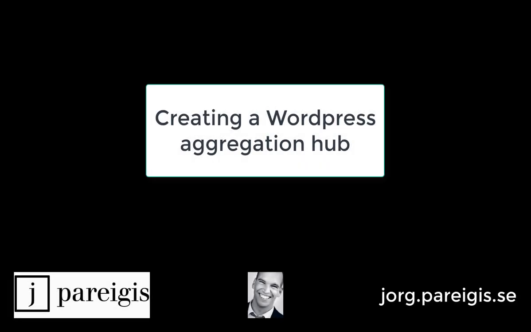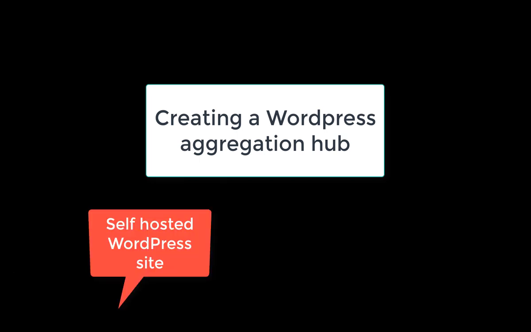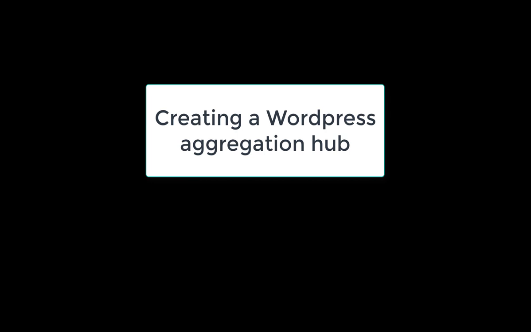Hi, in this tutorial I'll show you how to make a blog aggregation site with WordPress. This is also called syndicating content with RSS. You'll need a self-hosted WordPress site and the Feed WordPress plugin installed. Obviously you can do this also with other content management systems like Joomla or Drupal and with other plugins, but this is what I roll with.